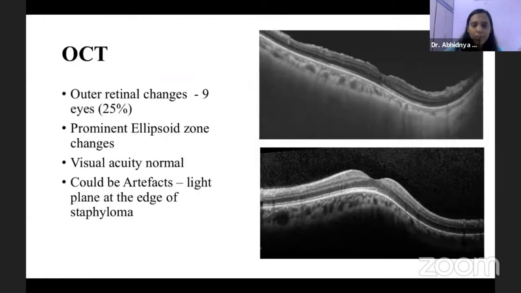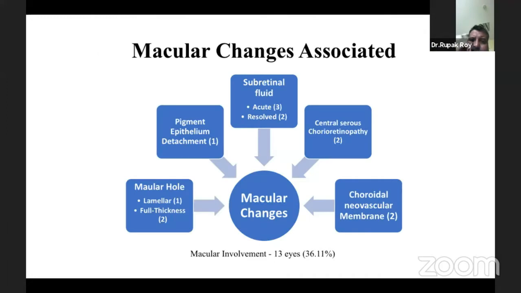In other cases, about 9 eyes, that is 25%, there were prominent outer retinal changes and ellipsoid zone changes where the visual acuity was normal. However, this could be because of the plane of incidence of light. The macular changes, that is outer retinal changes, were seen in 13 eyes, that is 36.11% of cases. And what were they? They included macular hole in 3 cases, pigment epithelial detachment, subretinal fluid in 5 cases, CSC in 2 cases, and 2 cases had choroidal neovascular membrane.